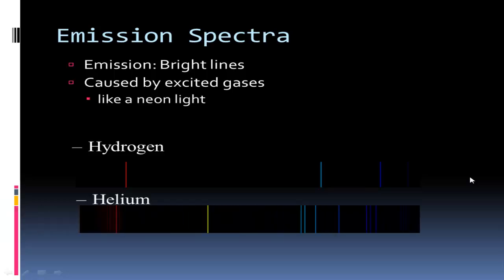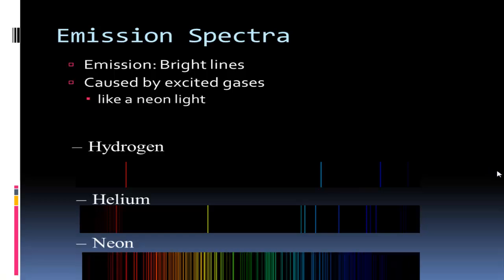Helium has a slightly different spectrum. It does have a red, but it also has a yellow. It's got a couple light blues, some other blues. And then an actual neon sign glows orange. If you were to look at that neon sign through a spectrograph, or some diffraction grating lenses, you would see something more like this. A lot of different little lines.